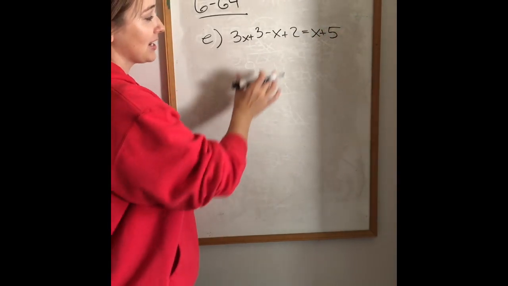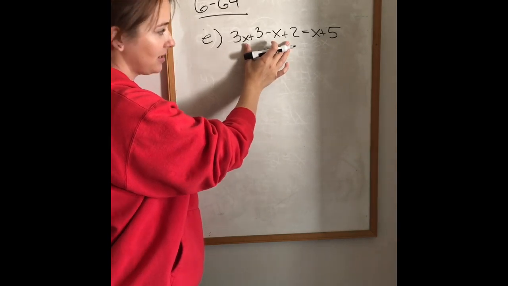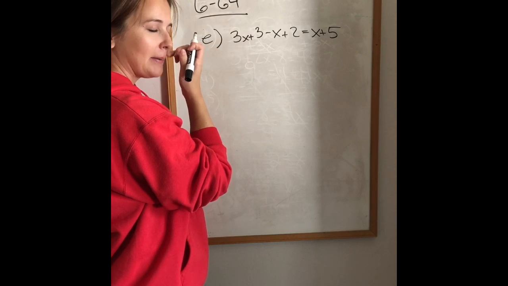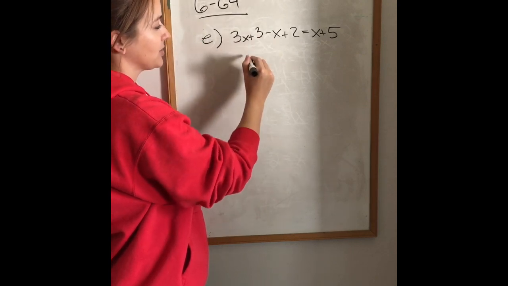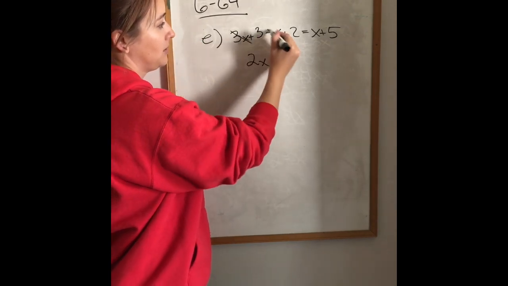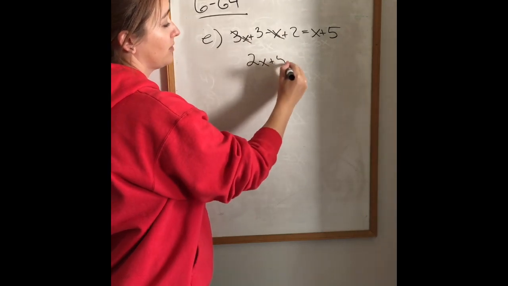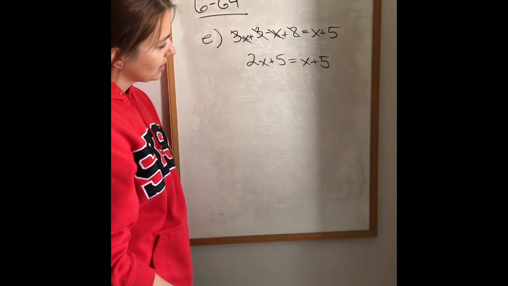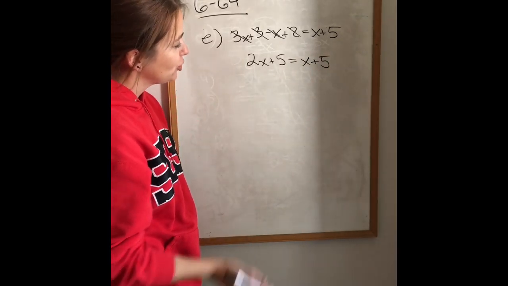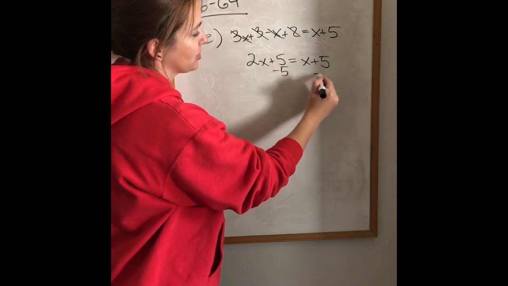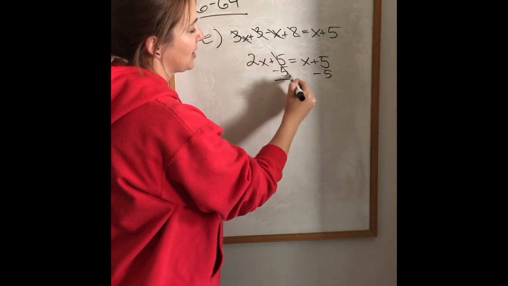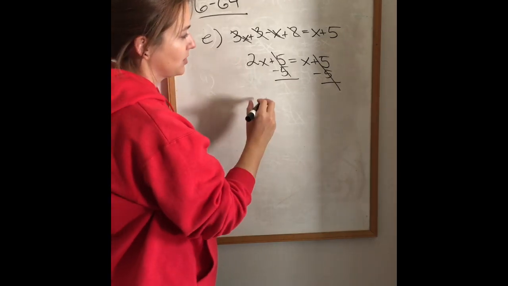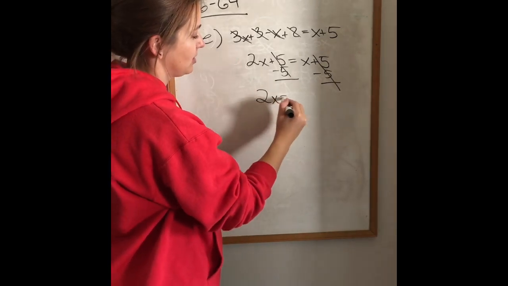Okay, for this one, I see I can combine some like terms on this side. So I have a 3x and I have a negative x, so I'm going to subtract them. 3x minus x is 2x. 3 plus 2 is 5. And x plus 5 is the same. Let's subtract this 5 first. Ooh, and you'll notice that becomes 0 and that becomes 0. So we're left with 2x equals x.